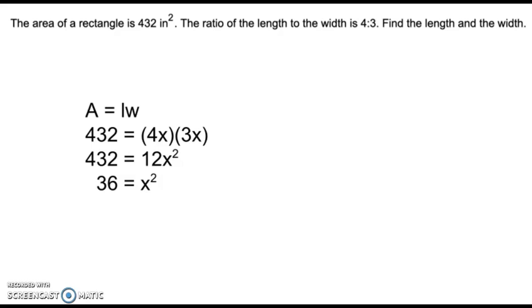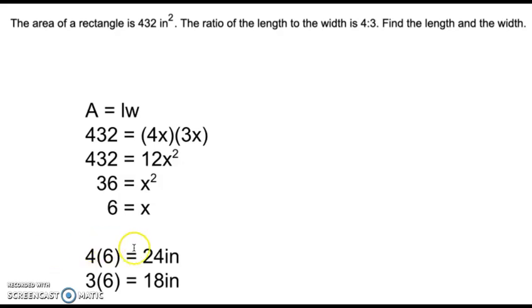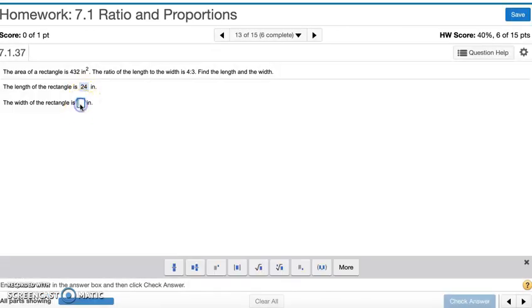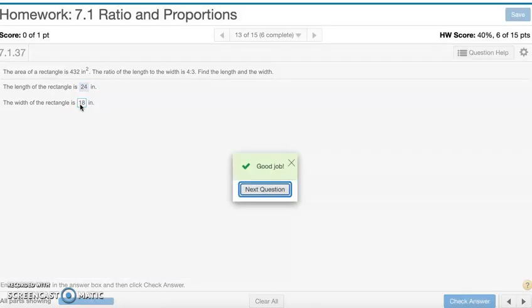To find x from x squared, we've got to take the square root, and the square root of 36 is 6. Now to find the length and the width, multiply 4 by 6 and multiply 3 by 6, which gives us 24 inches and 18 inches. So let's type those in. So our length is 24 inches and our width is 18 inches. That's number 13.